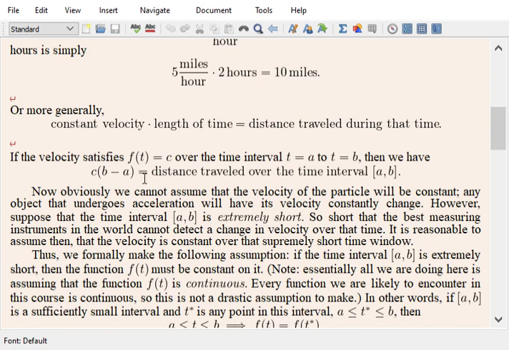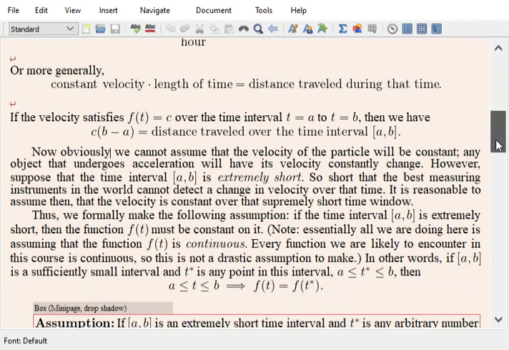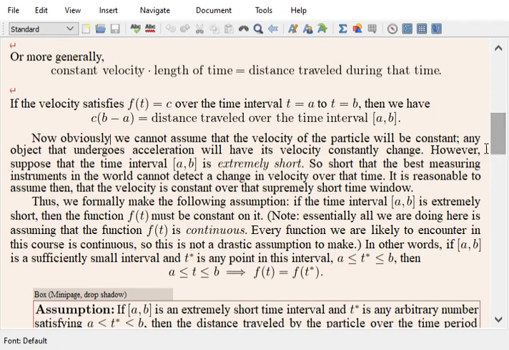So this number here, c times (b minus a), that's the distance traveled over the time interval a b if the velocity is constant. That's sort of our first result. And now we're going to build on this to get something much bigger. Because obviously, we can't assume that the velocity of the particle is going to be constant.